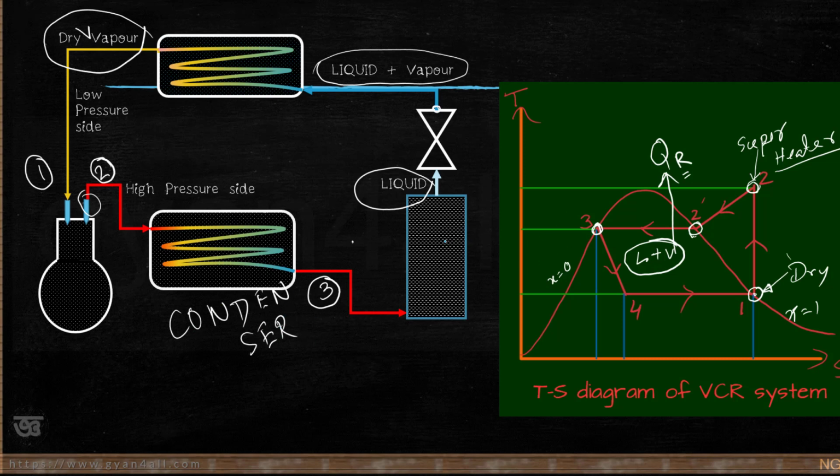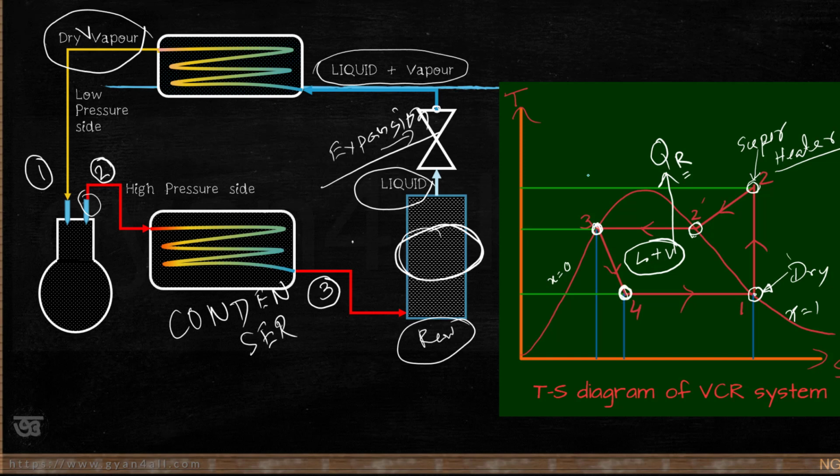Now it will be stored in the receiver. So the receiver has no other function, it only stores the liquid. After that it will go to the expansion valve. This valve is called the expansion valve, and the process is definitely expansion, and that is why in the TS diagram you can see process 3-4 is an expansion process, and due to expansion temperature decreases.